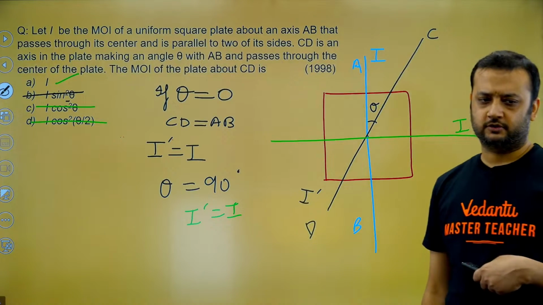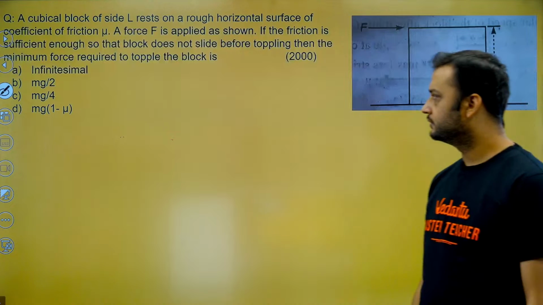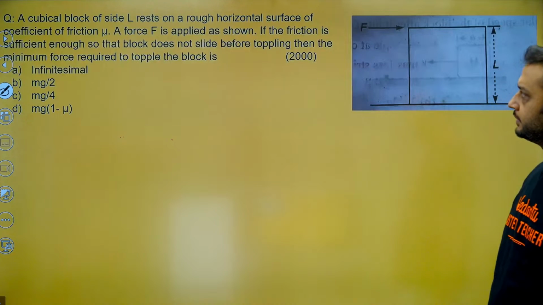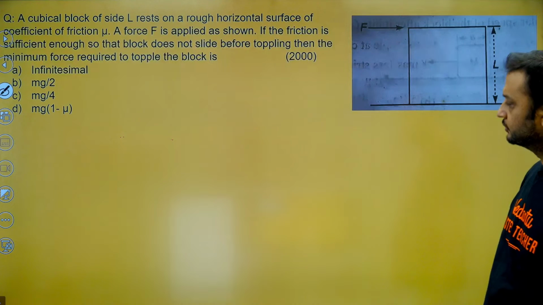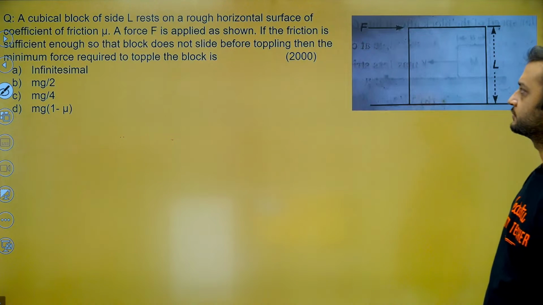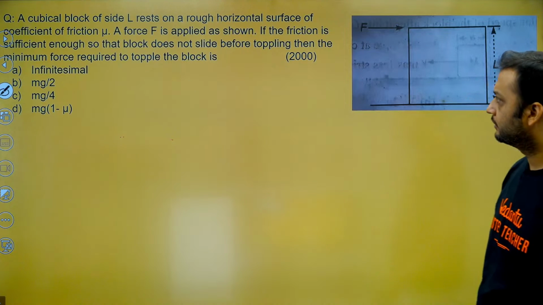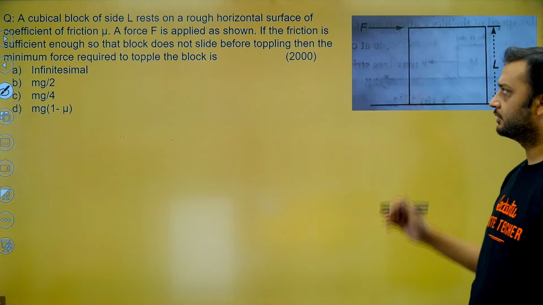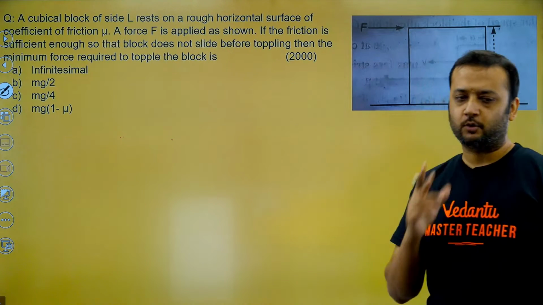Let us move to the next question. A cubical block of side L rests on a rough horizontal surface of coefficient of friction mu. A force F is being applied at the top. If the friction is sufficient so that the block does not slide before toppling, then what is the minimum value of force required to topple? So in this question we have to find the minimum value of the force required to topple.